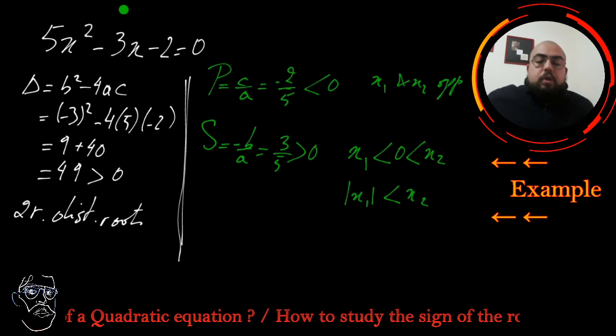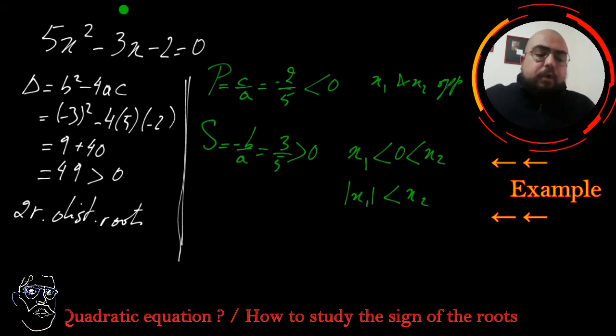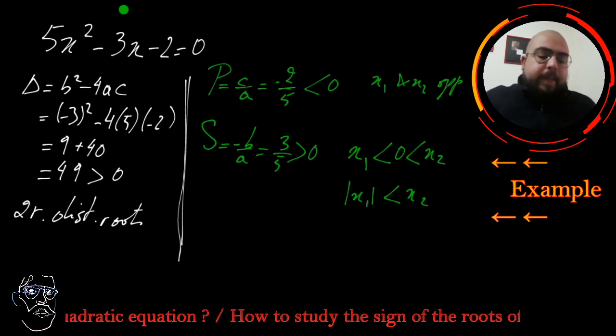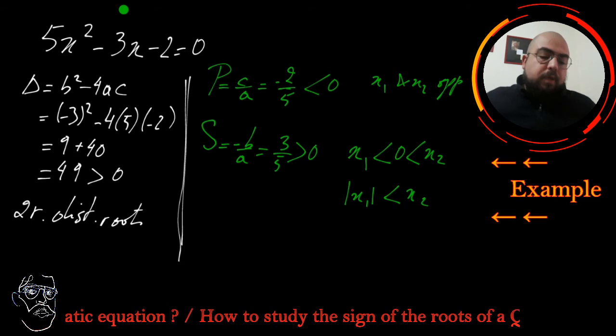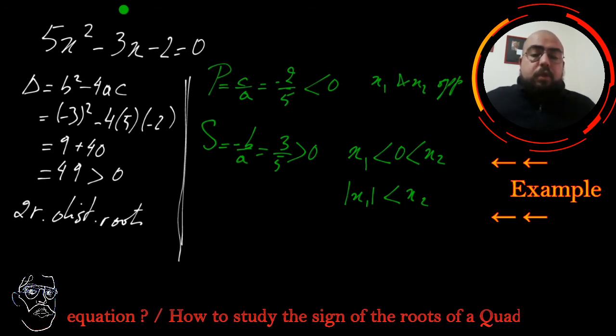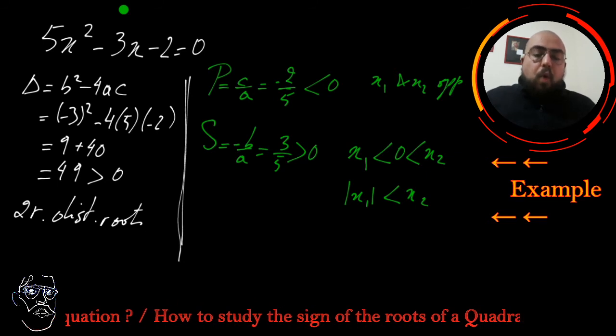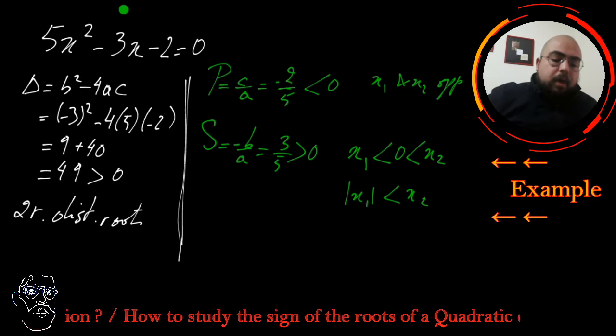All right, so this is how you discuss the sign of your roots. Of course you can calculate them. It's minus b, it's 3 minus 7 over 10, or 3 plus 7 over 10. 3 plus 7, it's 10 over 10, it's 1. So one of them is 1 and the other one is negative. So you can of course verify it.